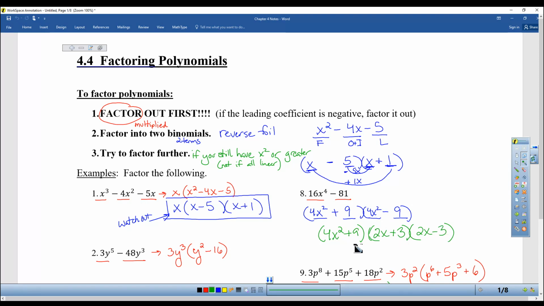So you have to really think about your FOIL. Always re-multiply it out and make sure that it works.